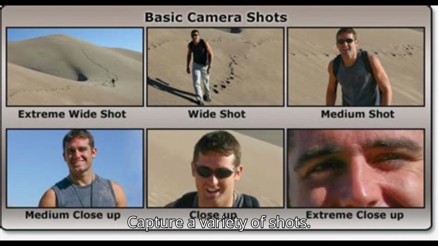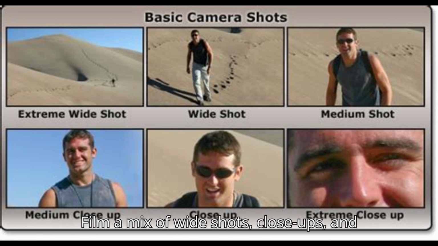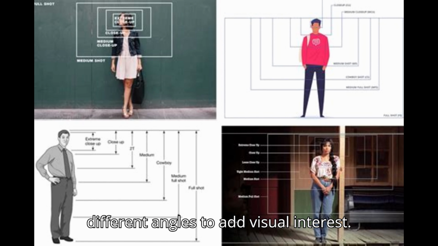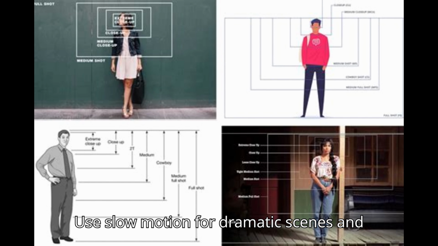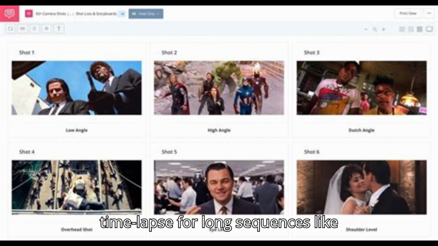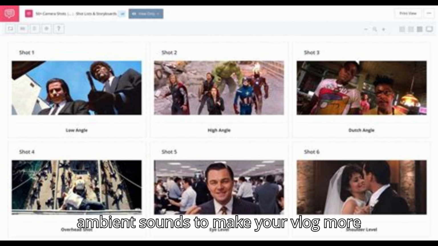Capture a variety of shots. Film a mix of wide shots, close-ups, and different angles to add visual interest. Use slow motion for dramatic scenes and time-lapse for long sequences like sunsets. Remember to capture ambient sounds to make your vlog more immersive.